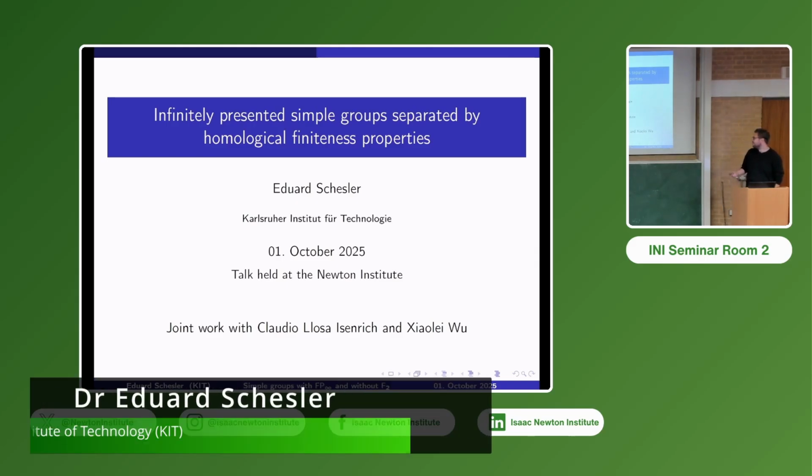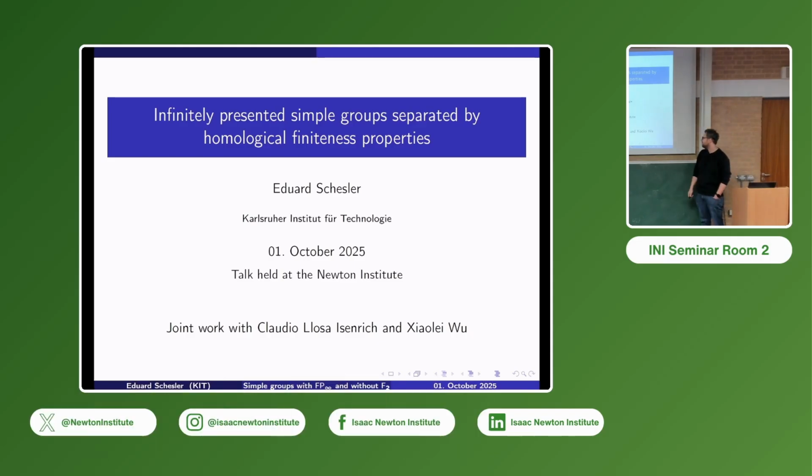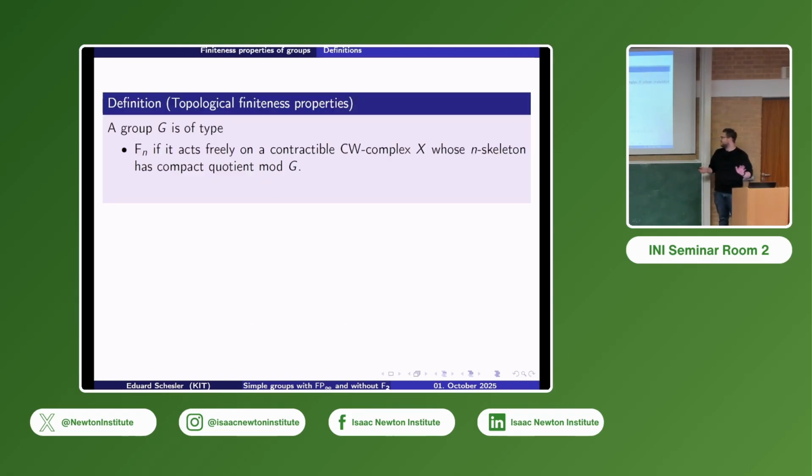So this talk is about joint work with Claudio Loza Isenrich and Charles Wu about homological finiteness properties of simple groups. Before giving the talk, I was not sure what kind of audience to expect, and now I see the first slides are way too elementary. So let's just make it very short.